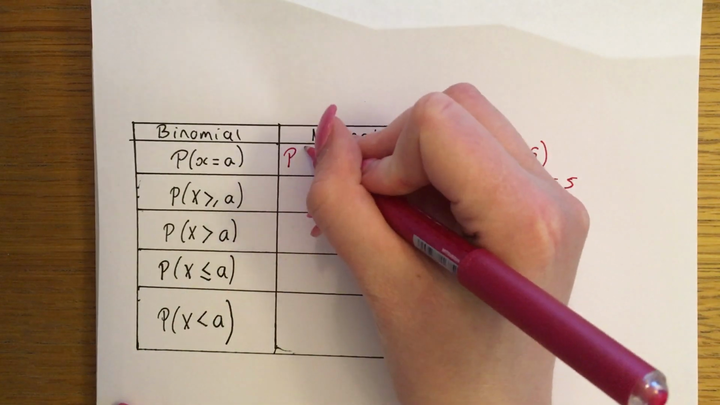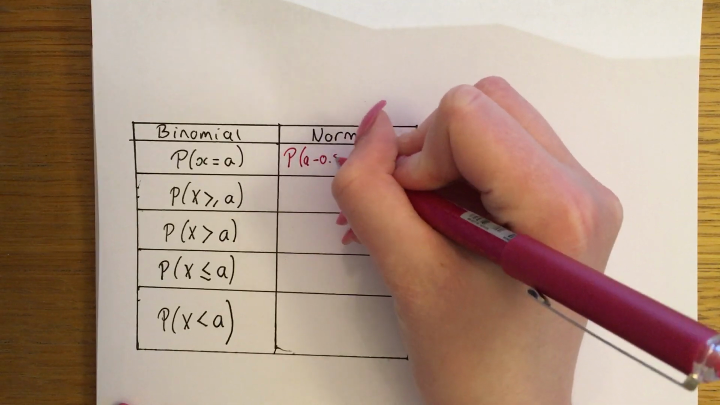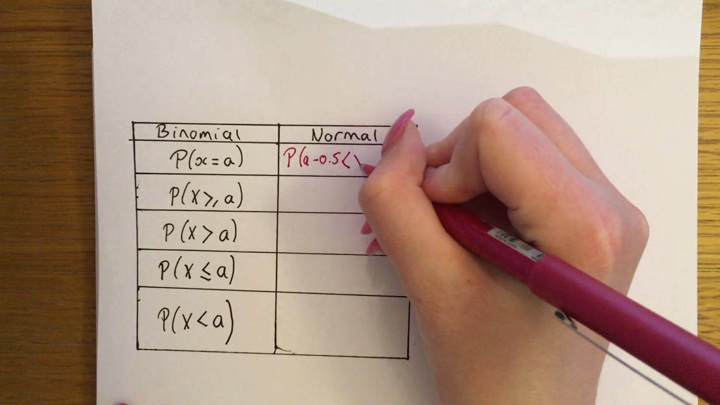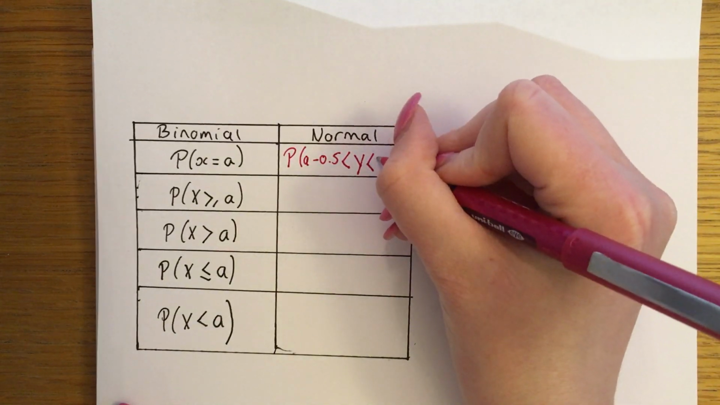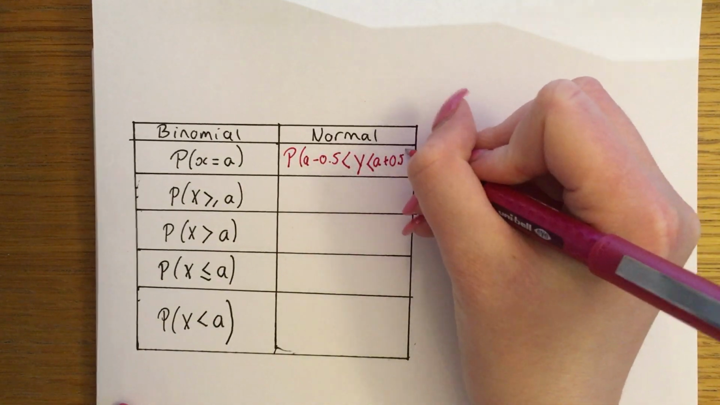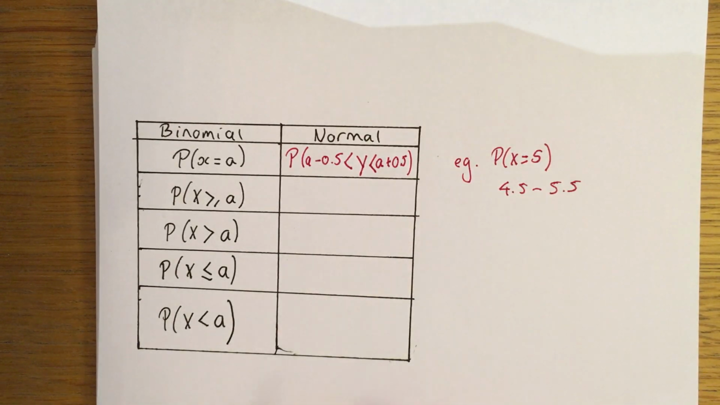So for my normal probability, I've got to take the probability of a minus 0.5 to a plus 0.5. So you're finding the upper and lower bound of that case.